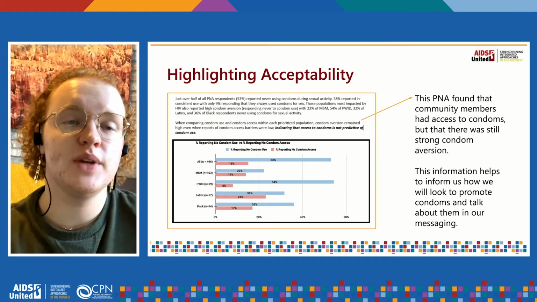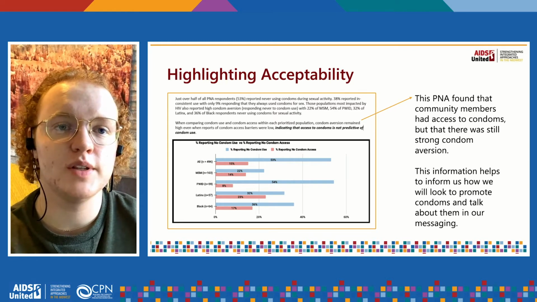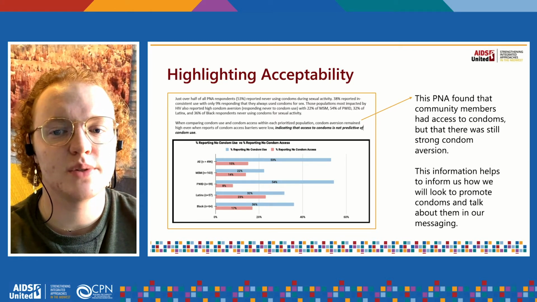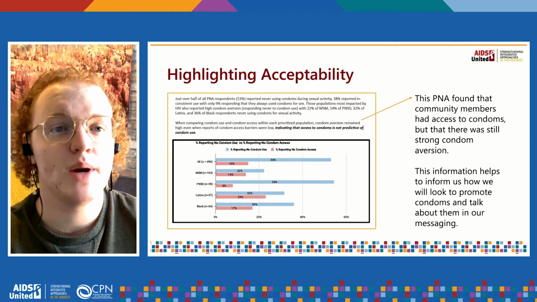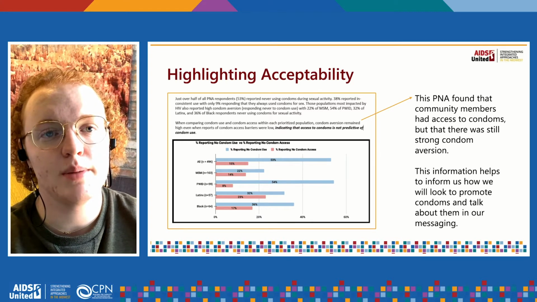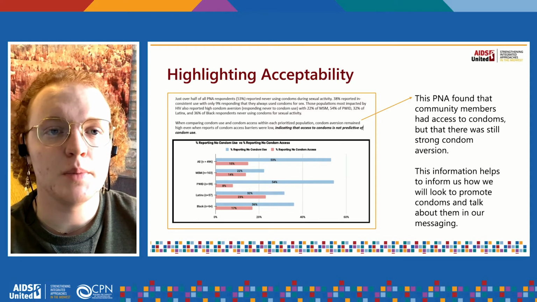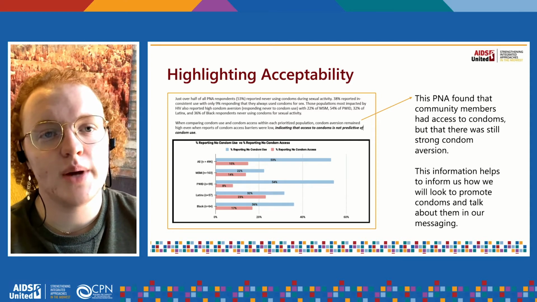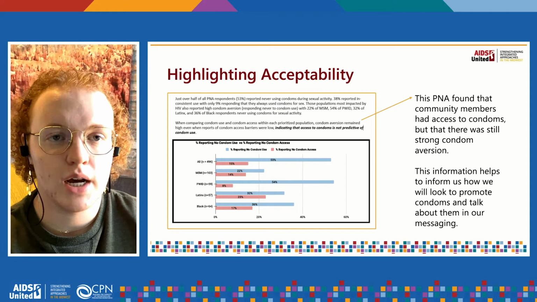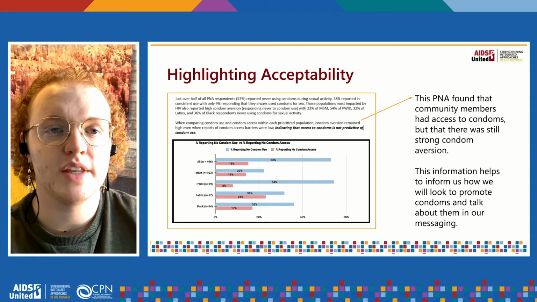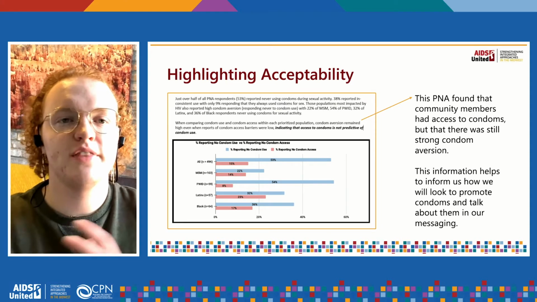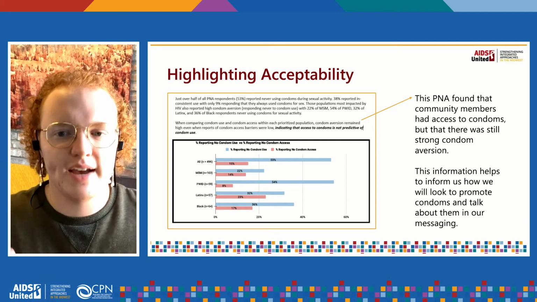On this slide, we have an example from one of our health departments, which is a prevention needs assessment that was conducted in 2019. The goal was to see who had access to condoms, whether or not people felt that they were available in their areas, but it also asked whether or not people were using condoms and whether or not they used them despite having or not having them.